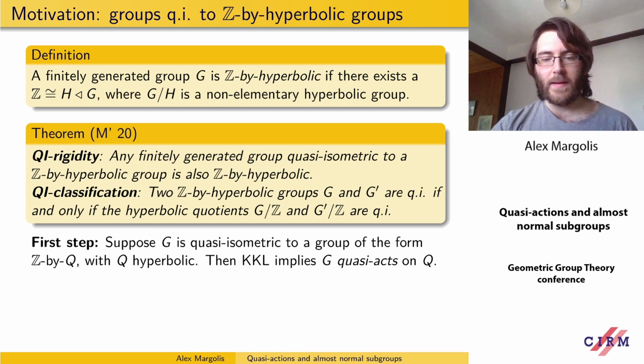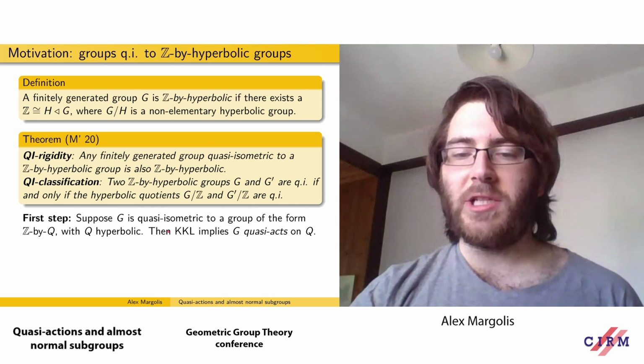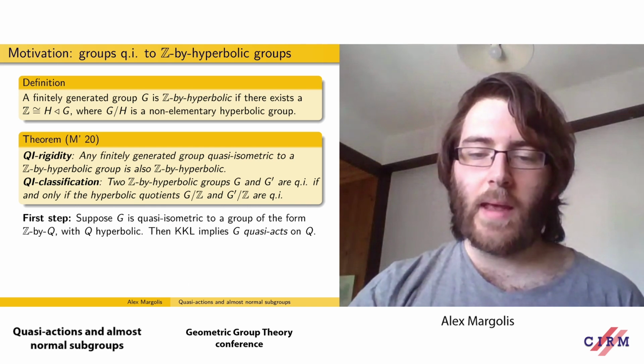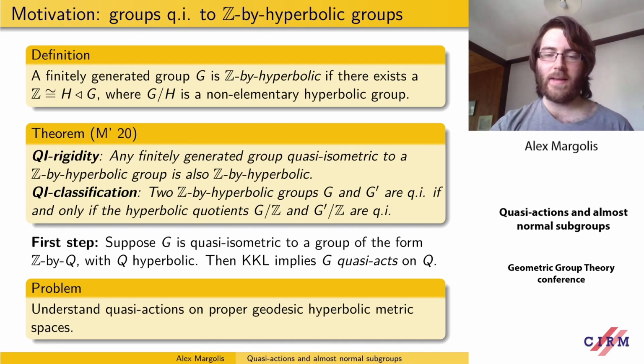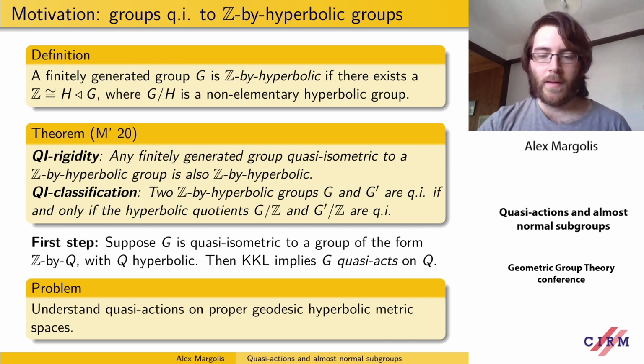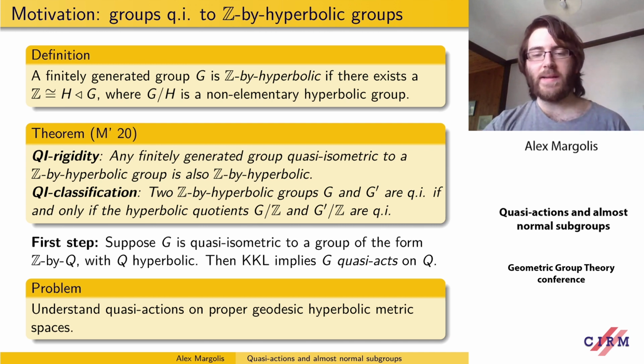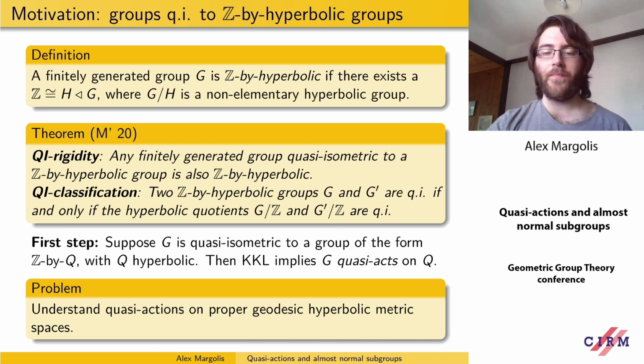And the key idea, the first step of the proof, is just as before: if we have a group G quasi-isometric to a group of the form Z-by-Q, then the result of Kapovich, Kleiner, and Leeb that I mentioned earlier says that G quasi-acts on Q. And this motivates the following problem. How do we understand quasi-actions of groups on more general hyperbolic metric spaces other than trees? The point of this talk isn't just to prove this theorem, but is really to develop some machinery and some tools for understanding quasi-actions and some of the things you can do with them.